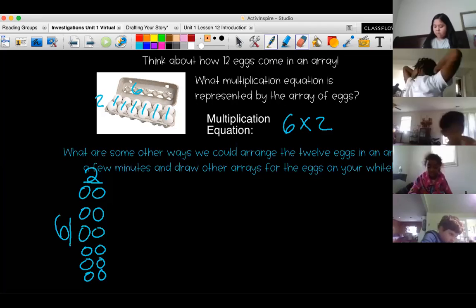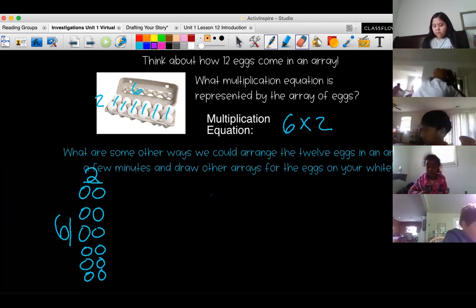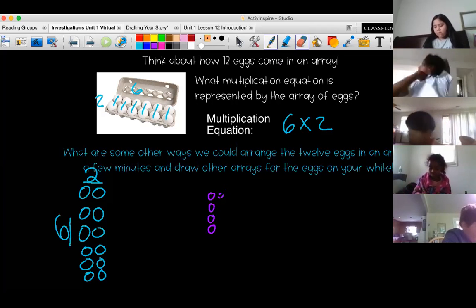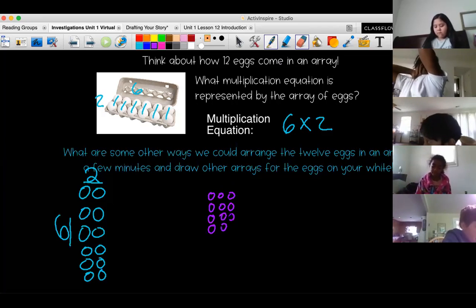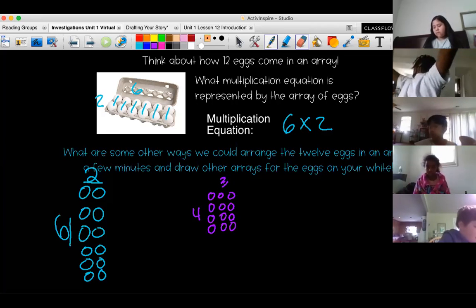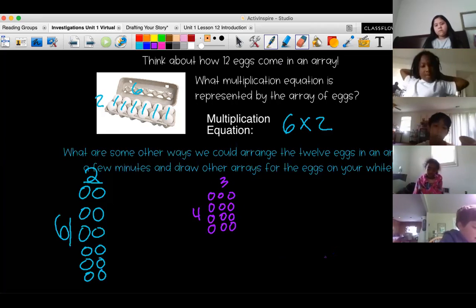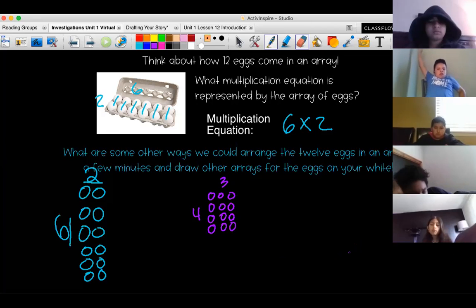I had 4 rows and 3 columns. And the dimensions are 3 by 4 or 4 by 3. Very good. So that's one way. Who's got another way? Besides 4 rows and 3 columns. Eric, what do you think? If we can do 4 rows and 3 columns, what's another one that we could do?